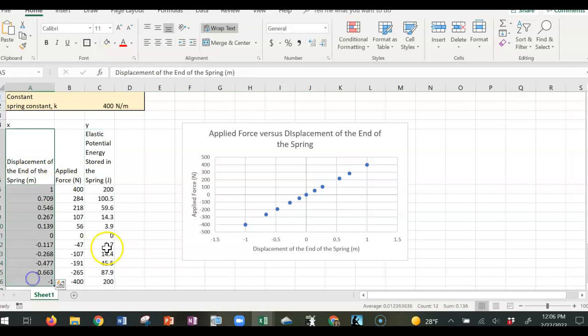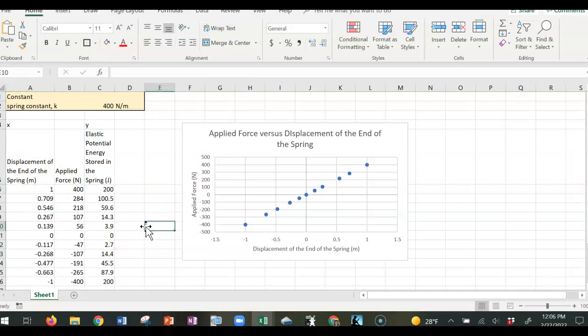Now these two columns are not adjacent to each other in my spreadsheet. Let me show you. I could just copy these and put them next to each other and then do a graph the way you're used to doing it. But let me show you another way.